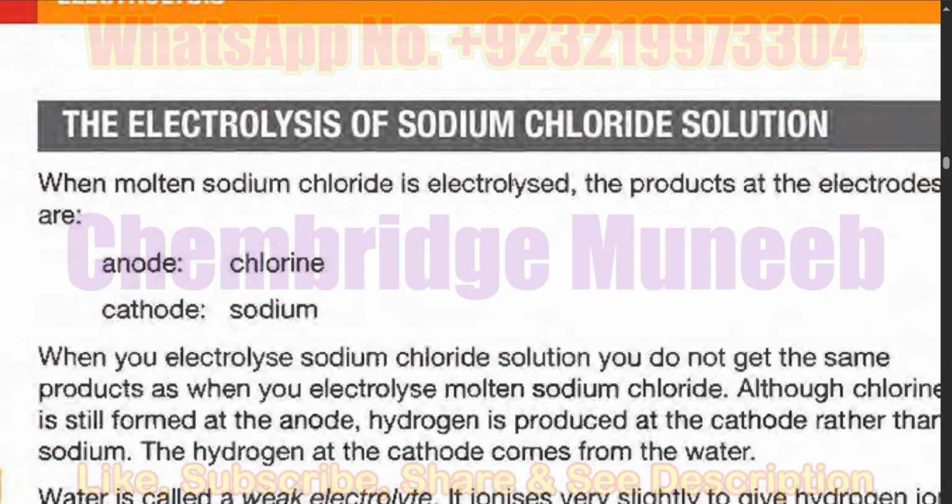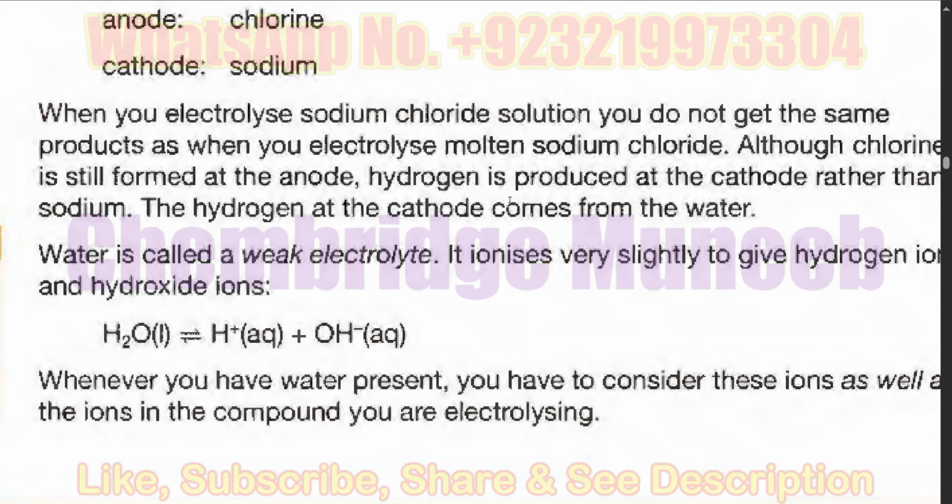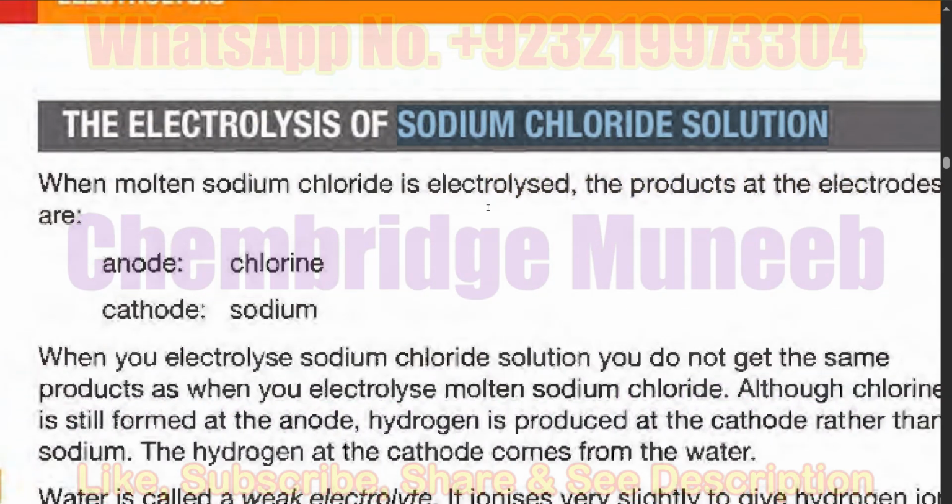Let's take an example of the electrolysis of sodium chloride solution. The sodium chloride solution means the sodium chloride is dissolved in water, so you will get sodium chloride solution. Is that clear? Yes. Now you already know that when we consider sodium chloride, as a result of electrolysis, the sodium chloride will produce 2 ions. One will be the sodium ion and the other one will be the chloride ion.